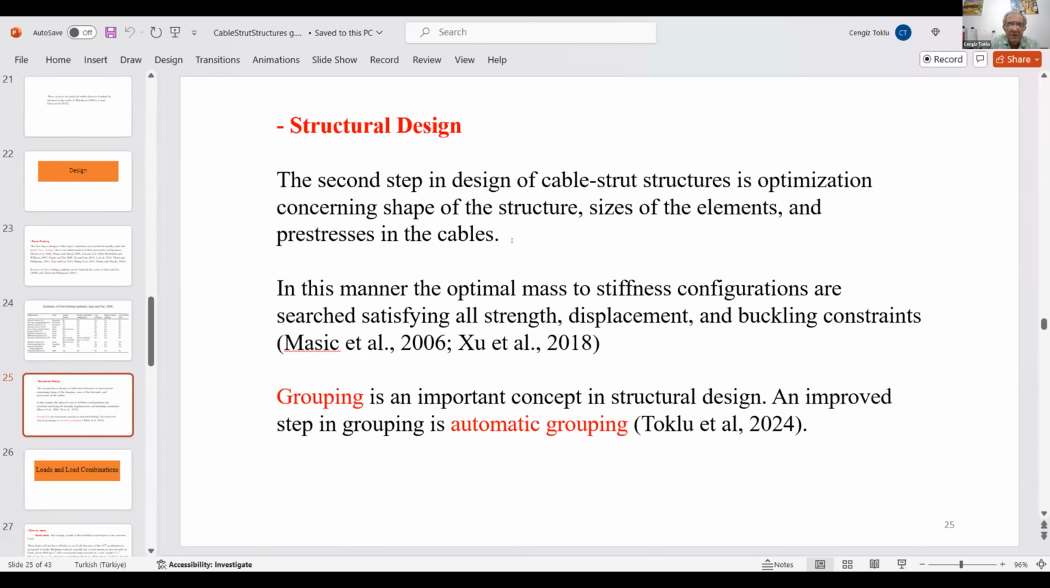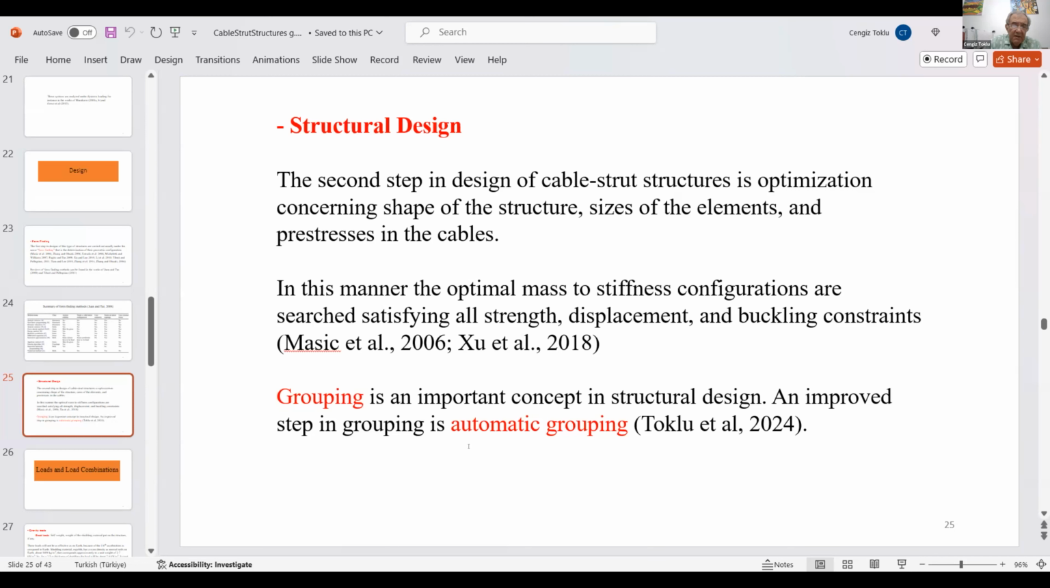Now, when we come to the design, of course, the sizes of the elements and the prestress that must be used in the structures must be calculated, and this is another step. This is the structural design of the structure. That means that after you make a design of the form of the structure, then there is also a structural design type.